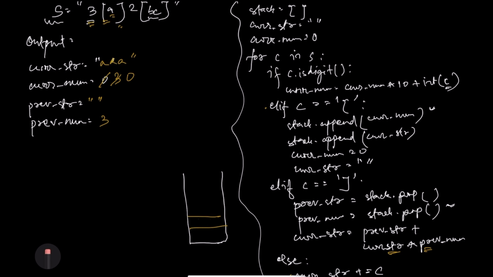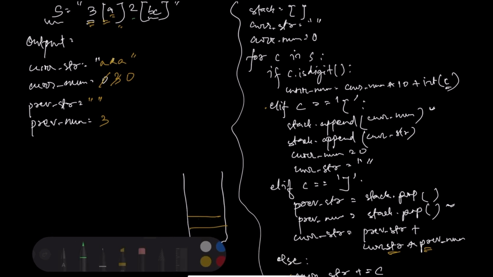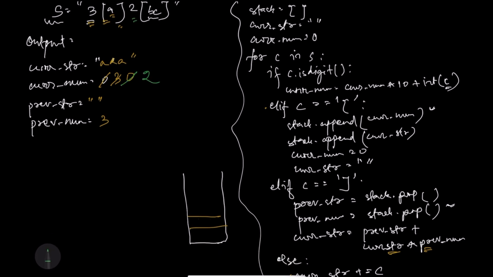Now we will move on in our iteration and we will get a 2. So we will update our current number to 2. Then we would move and we would encounter an open bracket. As we encounter an open bracket, we would append our current number, which is 2, and then we would append our current string, which is AAA. And then we will reinitialize our current string to an empty string and our current number as 0. So we have done that.